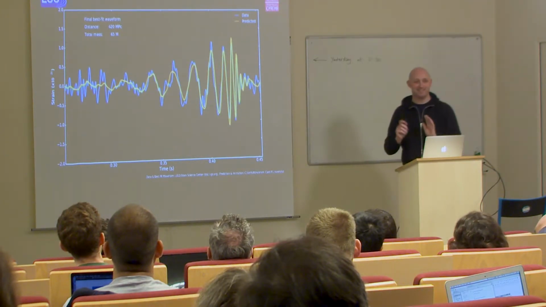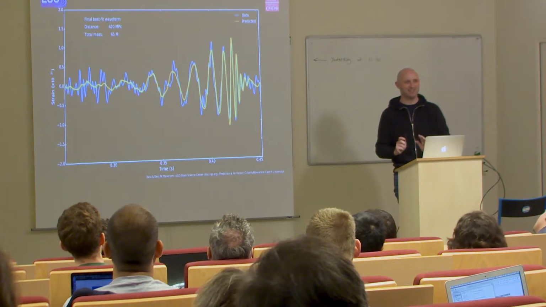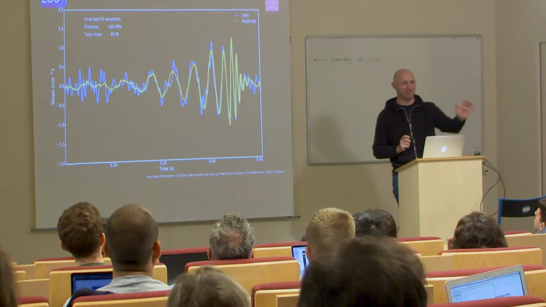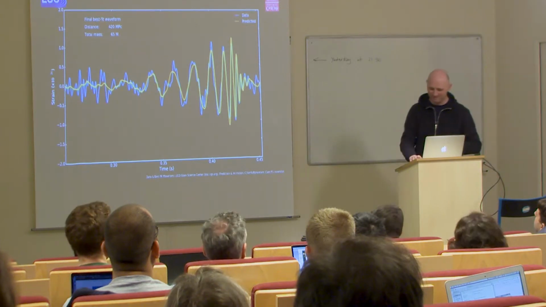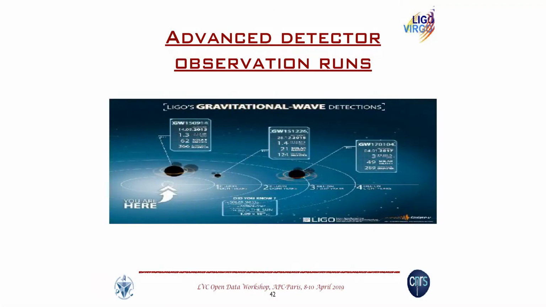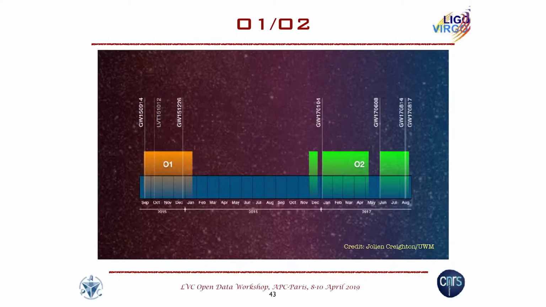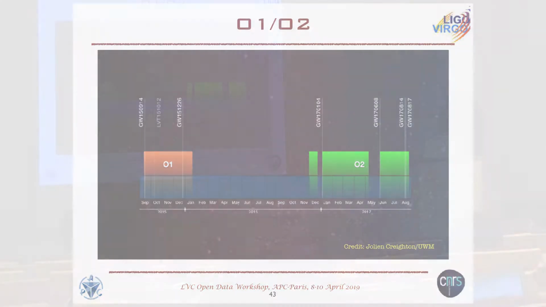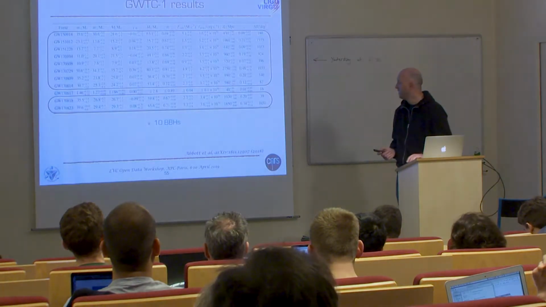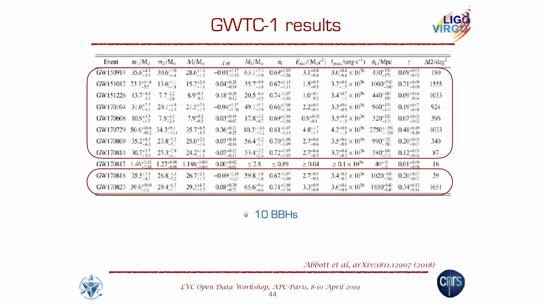So once again, this is not how we actually do the science. How we actually do the science, Ian and Vivian will describe after me. So let's move on to the actual science that we do. So let's look at the two advanced detector runs. So the first one was in late 2015, and the second one started in late 2016 and ran until the end of August 2017. All in all, we've discovered 10 binary black holes.